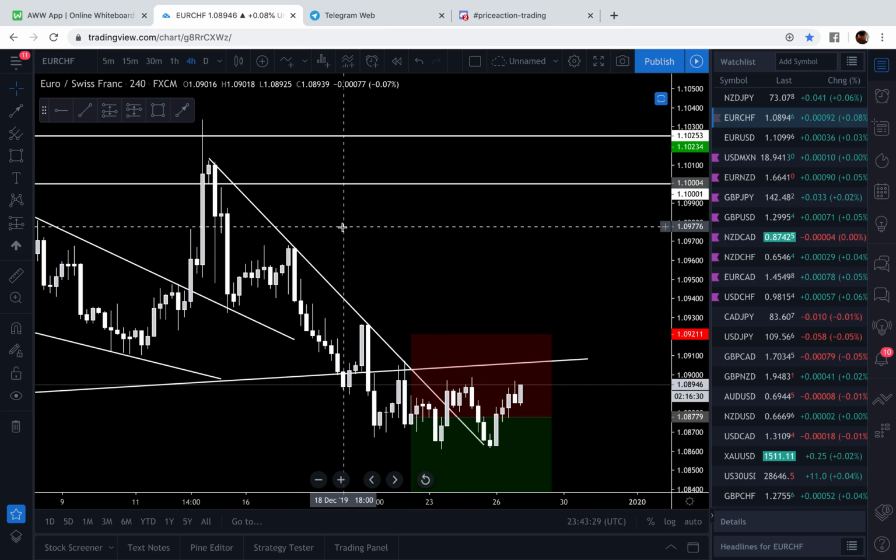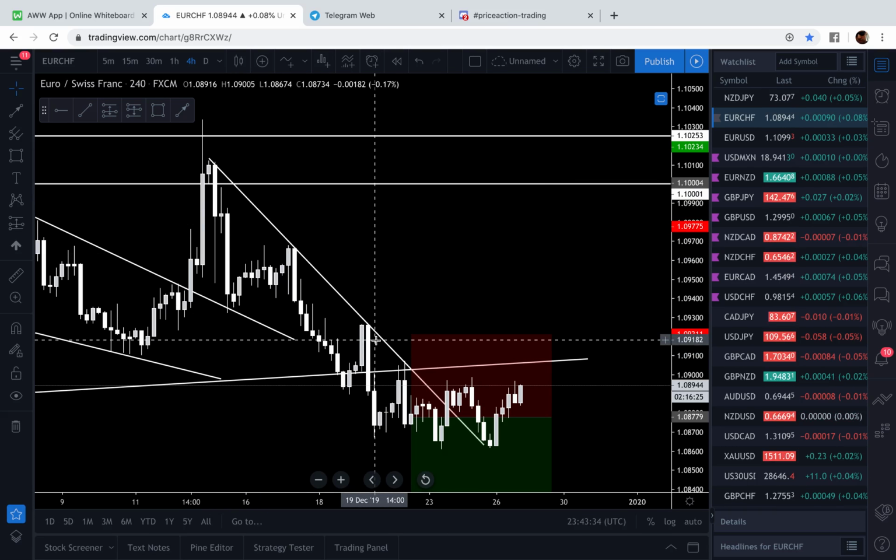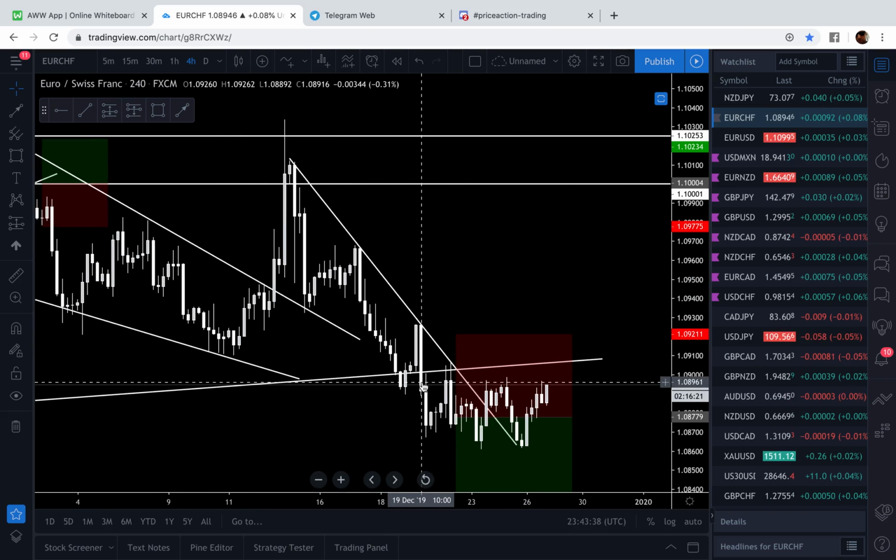There's nobody you can debate with and say that high and that high and that high and that high, that it's not in a downtrend. There's lower lows and there's lower highs. So there's that. And then it was a break and retest of this level.